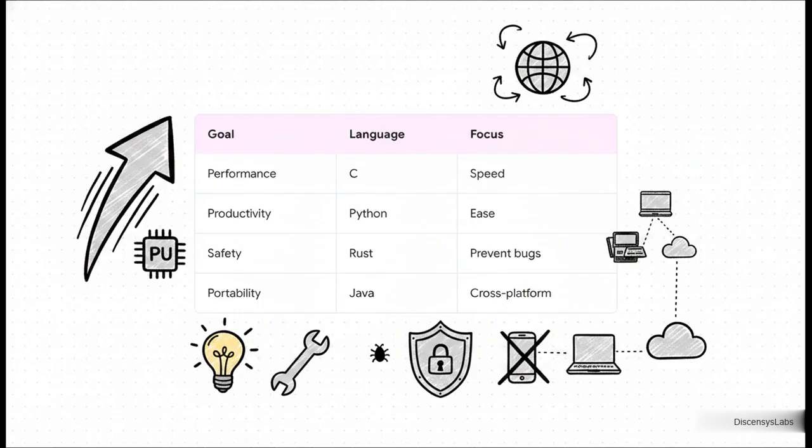If pure, raw performance is the goal, designers build something like C, basically handing you the keys to the hardware. But if human productivity is the top priority, you get Python, which focuses heavily on just making code easy to write. Then you have Rust, which prioritizes absolute memory safety to prevent crashes, and Java, championing that classic write once, run anywhere portability. This intended purpose absolutely sets the stage for every single architectural decision we're about to explore.